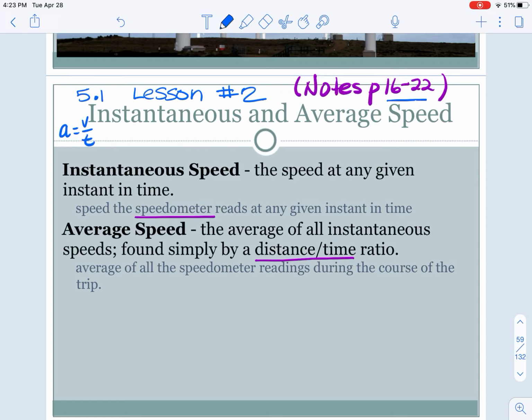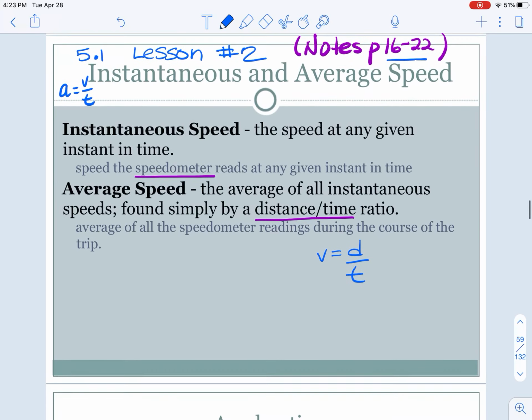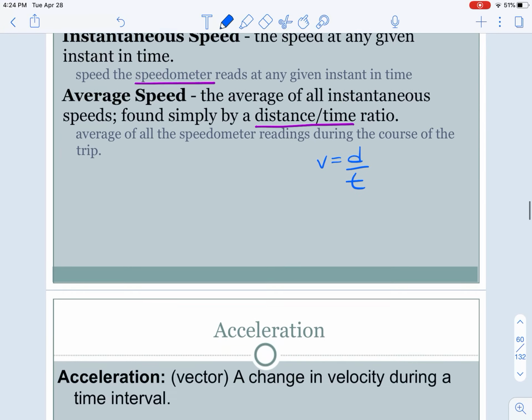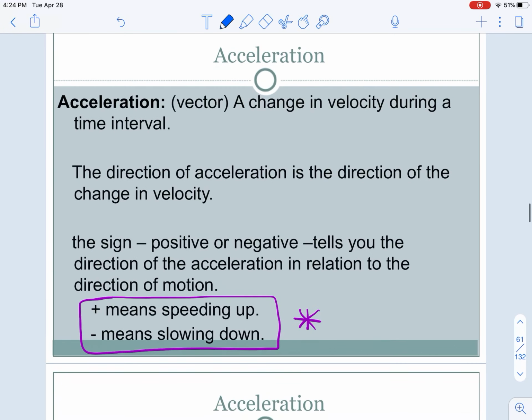So instantaneous speed is speed at any one time, like you would see on a speedometer. And average speed, remember, we would figure that out by distance over time, as you saw in your last lesson. That would be how you figure out the average speed or velocity. Today we're talking about acceleration though.